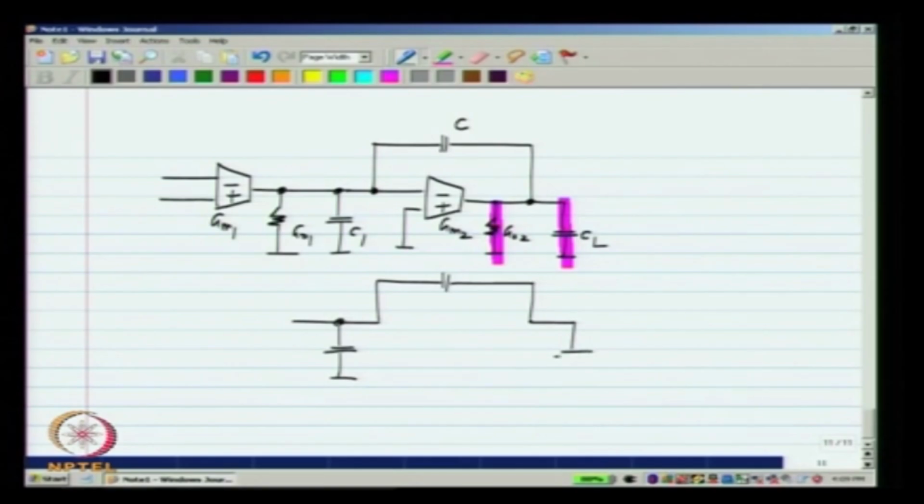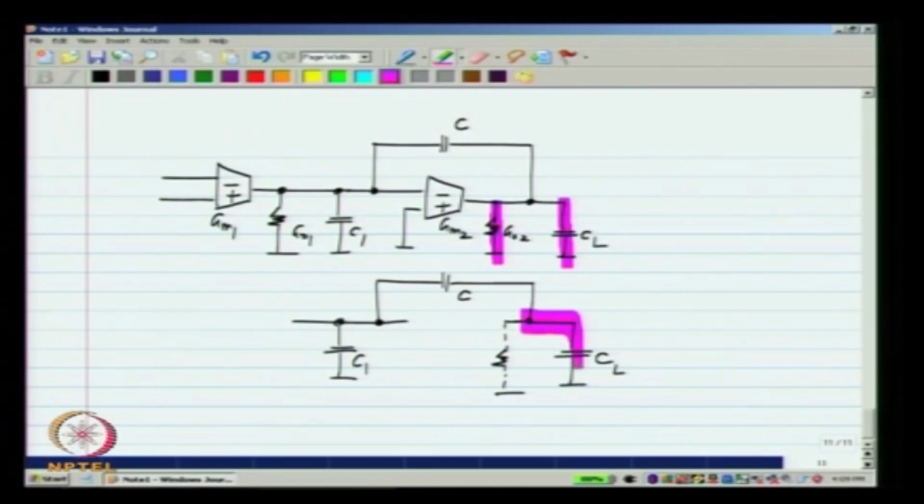I will draw only the capacitors C, C1 and CL, and I do this and I also try and see what is the capacitance associated with this node, that is from this node to ground, and I do this because this is where GO2 is. Originally we had only GO2 and CL from this node to ground. Now we have some conductance and some more complicated network of capacitances, but it is not all that complicated.